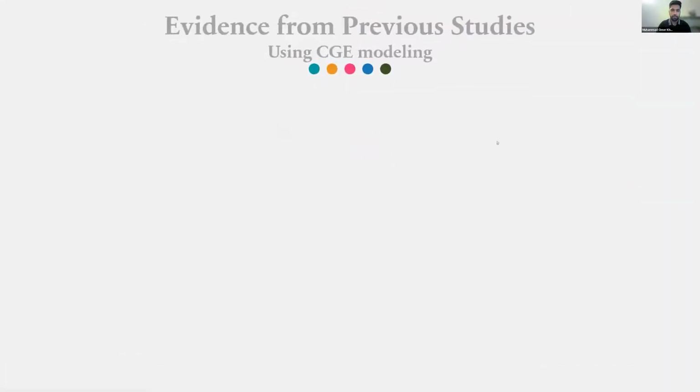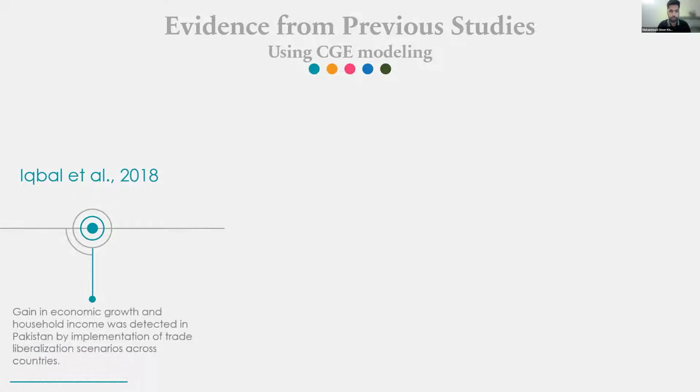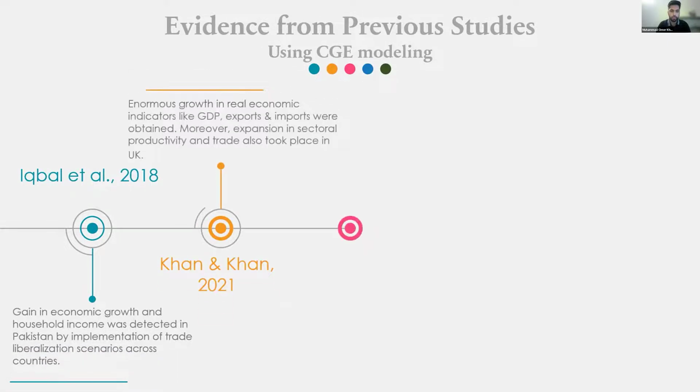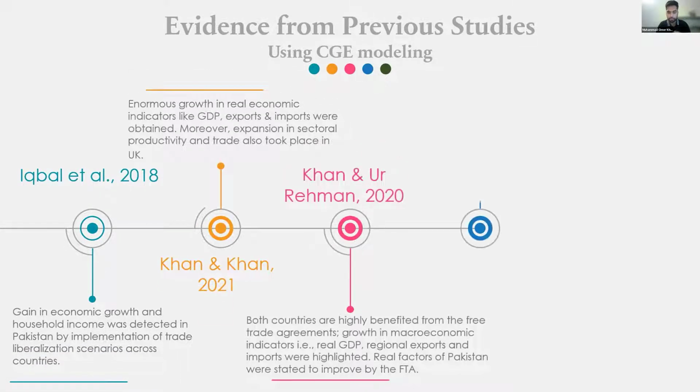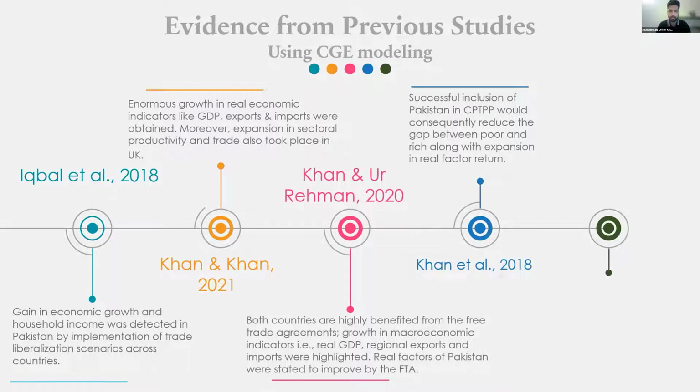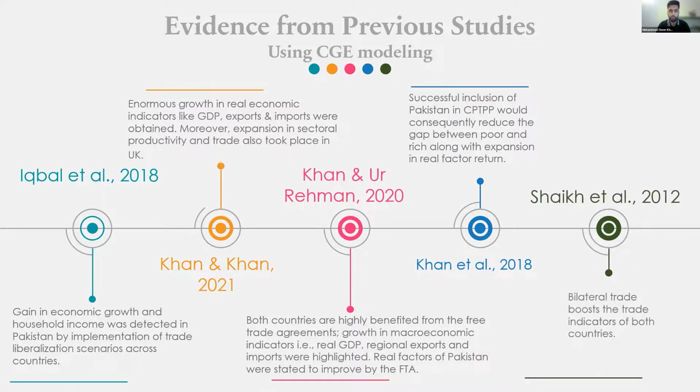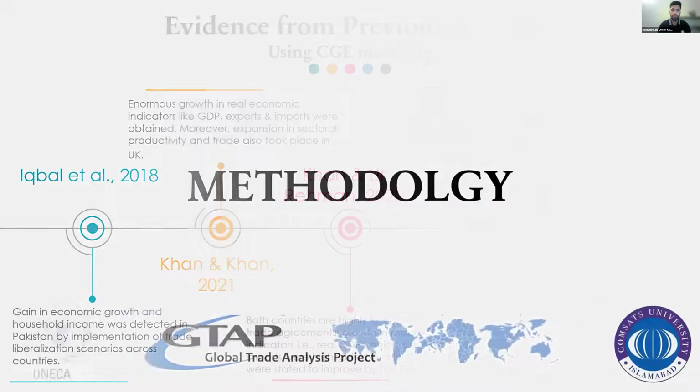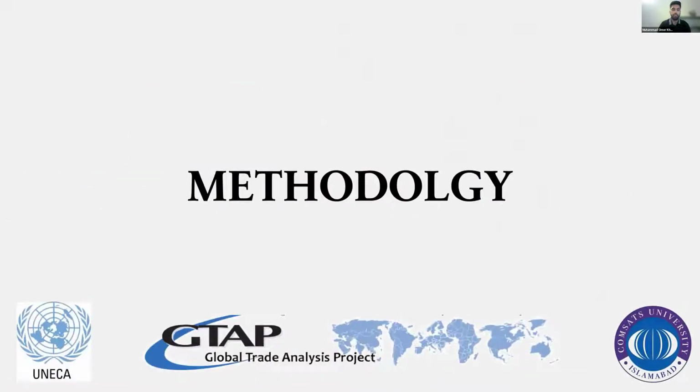Well, if we look into the previous studies, we have a positive indication. The previous studies give us a positive indication that liberalized trade policy has a positive impact on countries' economic condition, especially real GDP, real exports, imports, and factors. So what is basically the methodology?